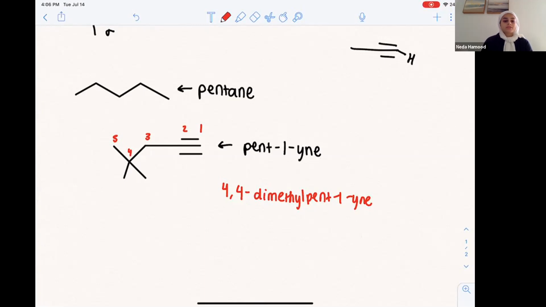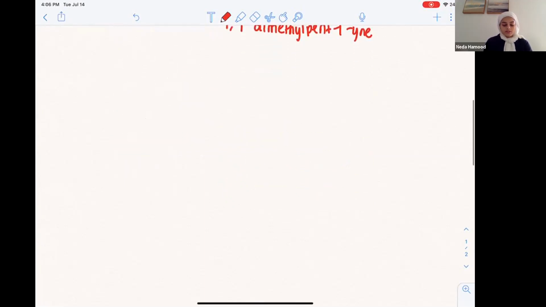11.3 has stuff about physical properties. He doesn't really test on stuff like that. Interesting, alkynes never really asks about stuff like that. And then we have preparation of alkynes. So this is kind of how we make them.